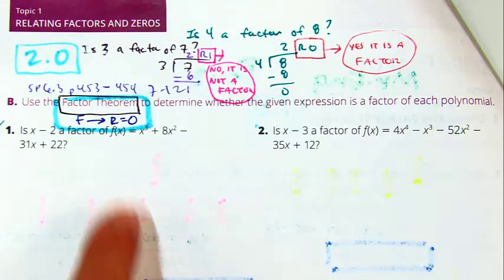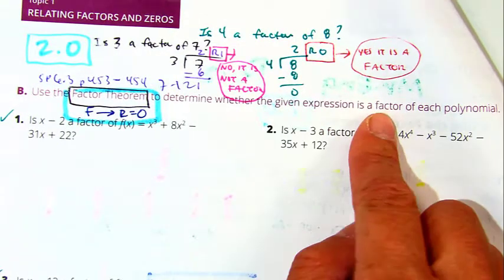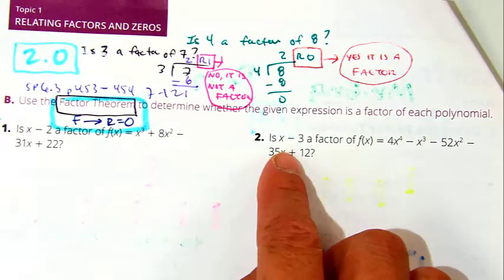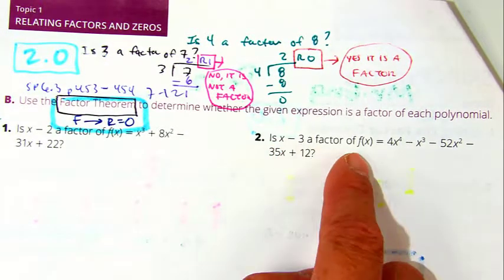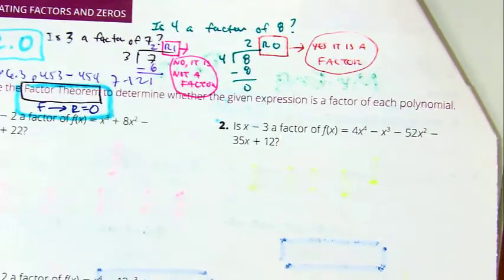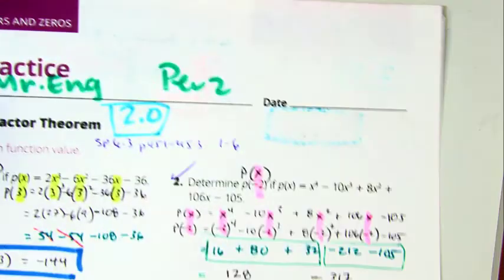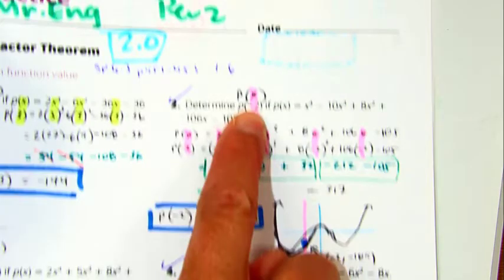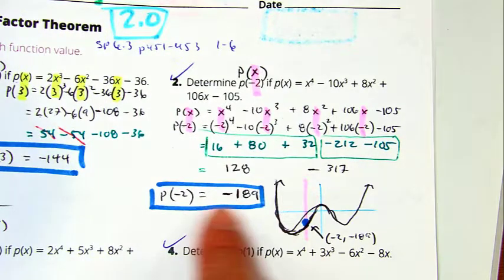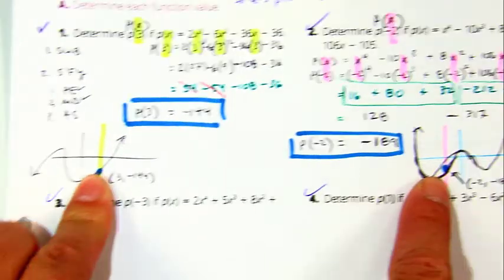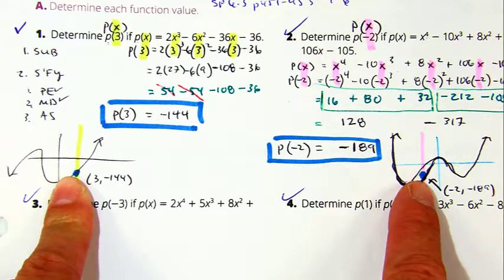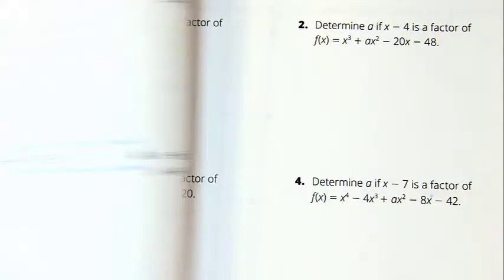Use the factor theorem to determine whether the given expression is a factor of each polynomial. Question number 2: is x minus 3 a factor of all of this? For right now, the only information you know is what we did last week, substituting. If I substitute it in there, I get a number, an output. Class, do these points cross the x-axis? No. So let's see what happens when we do a problem like this.